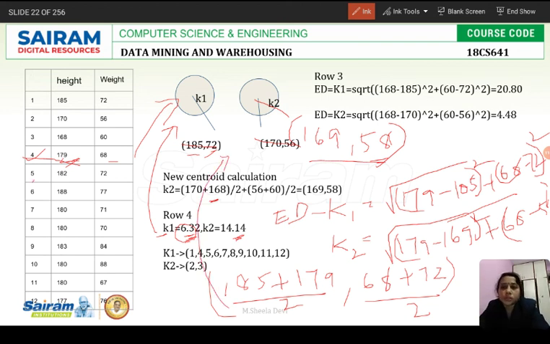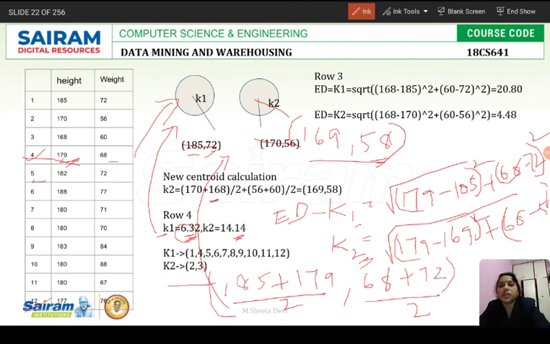Then we have to take the fifth row. Again we have to calculate the Euclidean distance with respect to K1 and K2. If the object is closer to K1, we put that object in K1. Else we put the fifth row in K2. And whichever cluster we move the object to, for that cluster we have to find the new centroid value. Similarly we have to do this for all 12 objects.